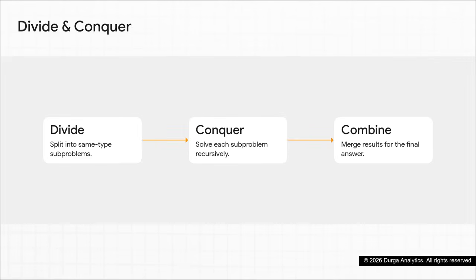This strategy is known as divide and conquer, and it relies on 3 very strict phases. Step 1. Divide the problem into smaller subproblems of the exact same type. Step 2, conquer each subproblem by solving it recursively, driving it right down to those easy-to-solve base cases. Step 3, combine those subproblem results into the final answer for the whole problem. Basically, you break it up, solve the smaller pieces, and put them all back together.